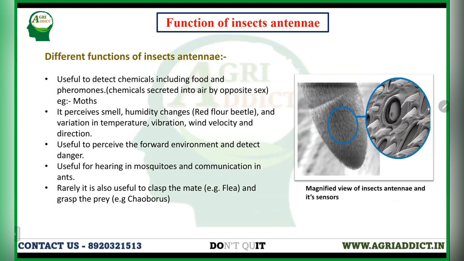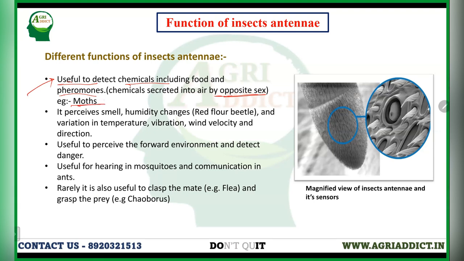Okay, next, the function of insect antenna. The insect antenna has many functions, not only just sensing the outside, not only the sensory function. It is useful to detect chemicals like pheromones. You know about pheromones. Pheromones mainly attract the opposite sex, and mainly the pheromones are secreted by moths and butterflies, and we use this pheromone to make pheromone traps, by which we can catch destructive moths like Helicoverpa armigera, Spodoptera litura, etc. And this is an important method of mechanical control. Okay, the pheromone traps. So the main function of antenna is to detect chemicals, including food and pheromones.